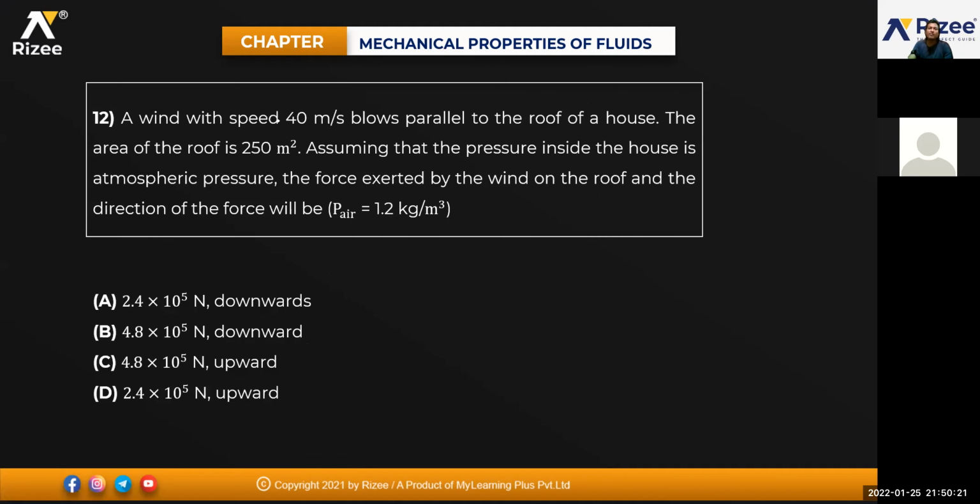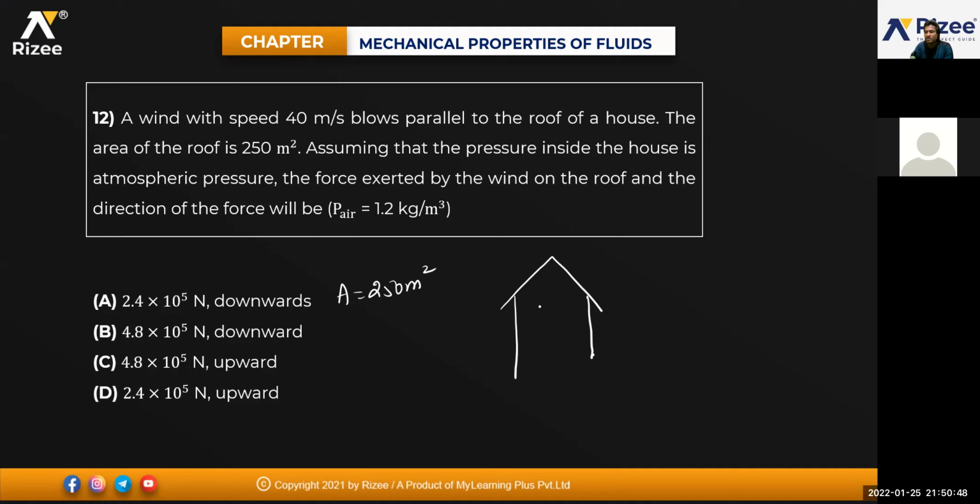Next question. A wind with a speed of 40 meter per second blows parallel to the roof of your house. So this is the roof of your house, and it is flowing parallel to this. The area of the roof is given as 250 meters square. Assuming that the pressure inside the house is atmospheric pressure.